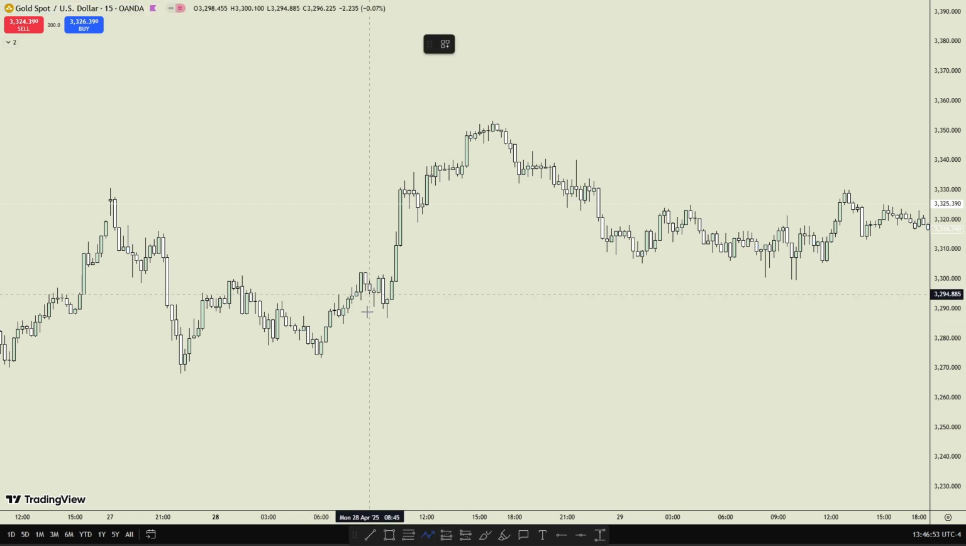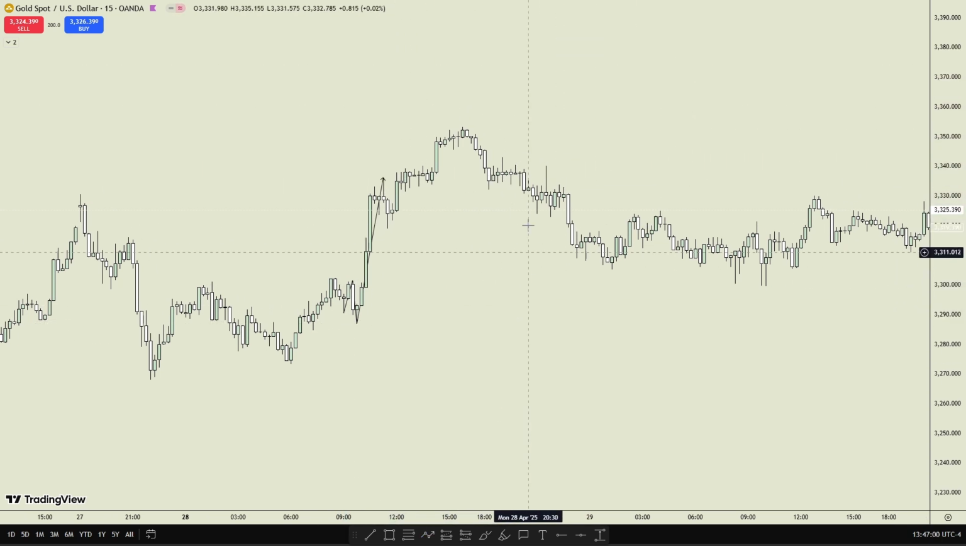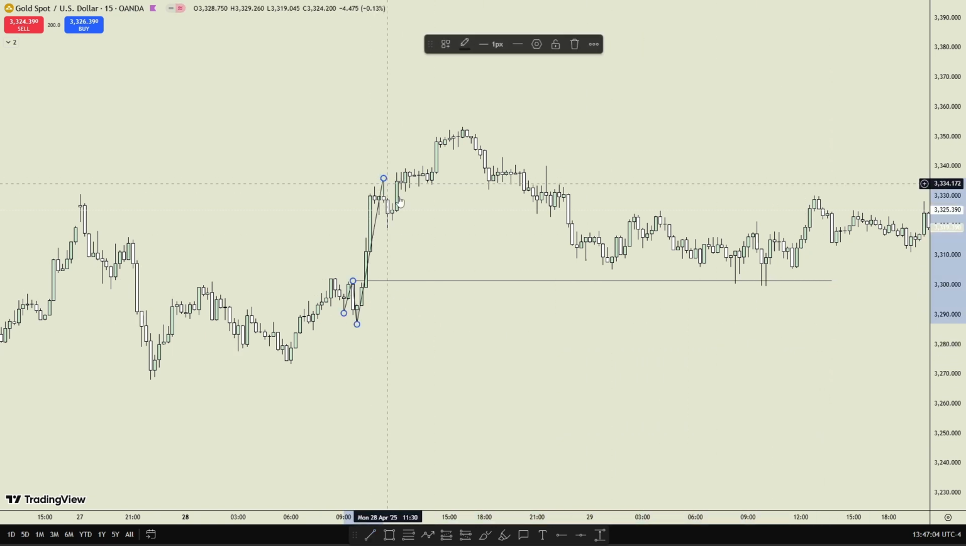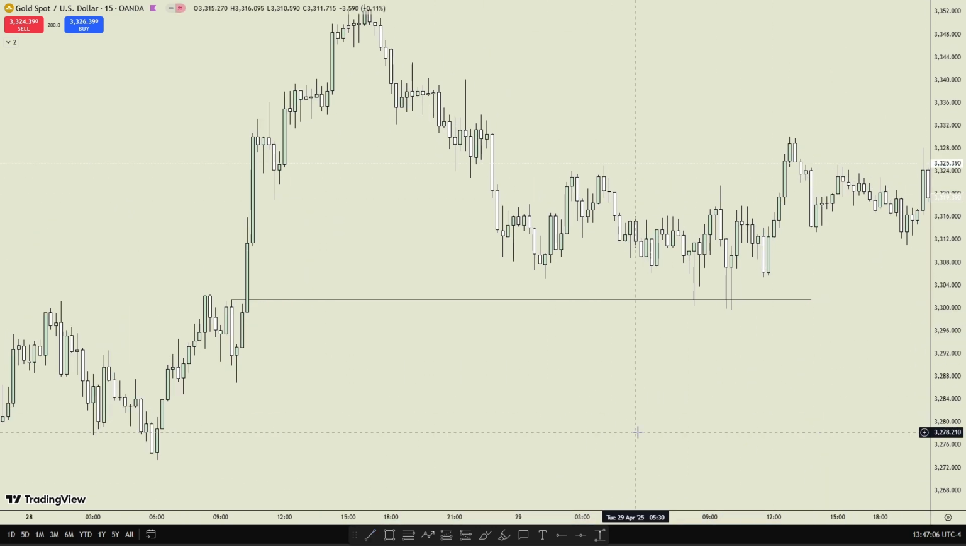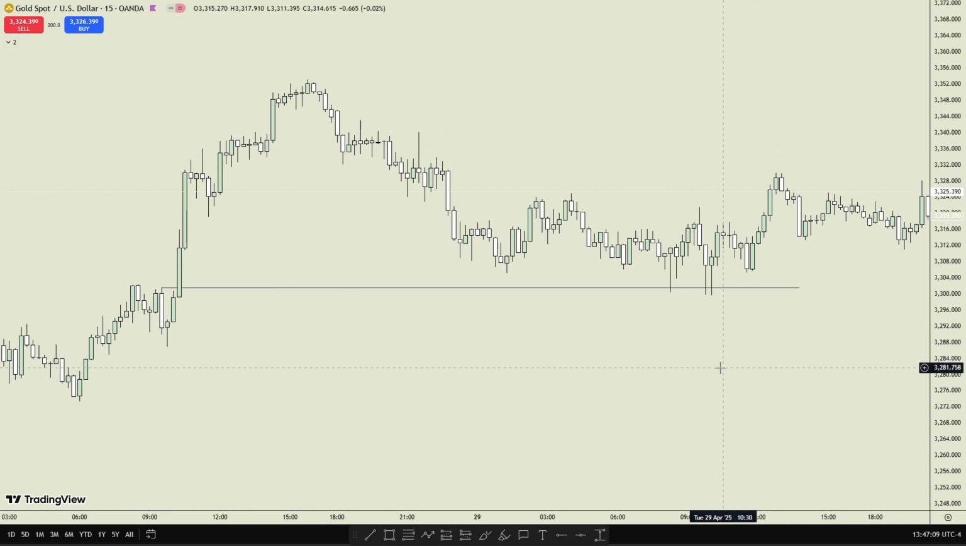Let me just draw out the structure. We have our low, high, lower low, high, high. Price consolidates, and what does it use as support? This bullish breaker right here. Now this is quite a small one, however, it shows you that it doesn't matter about size.